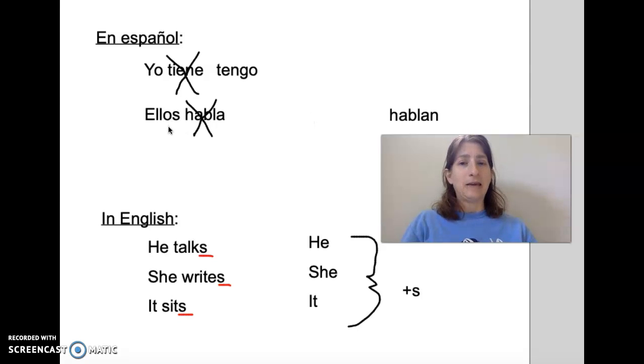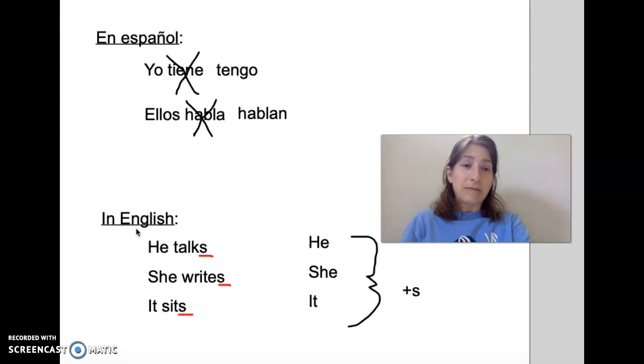I can't say ellos habla. I have to say ellos hablan. When I have ellos as who I'm talking about, I have to make sure I use hablan. They go together, they sound right. In English, we have that too.